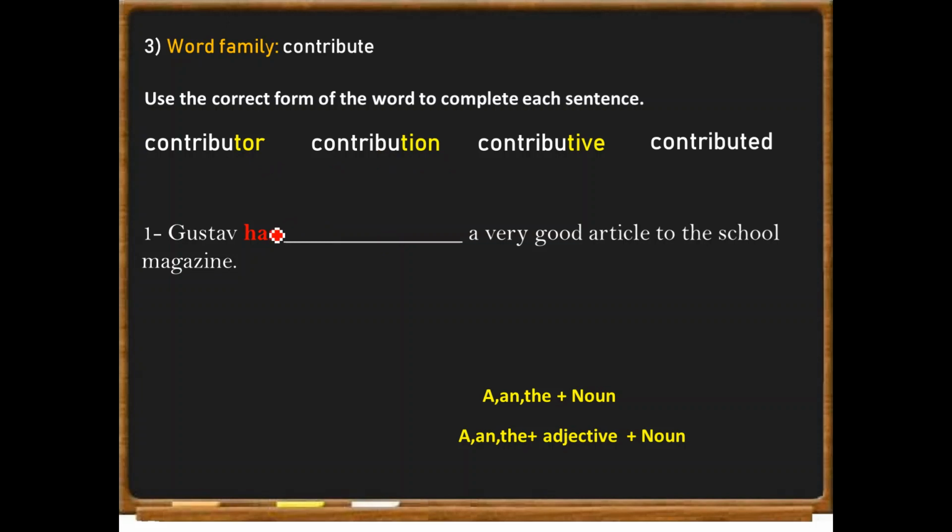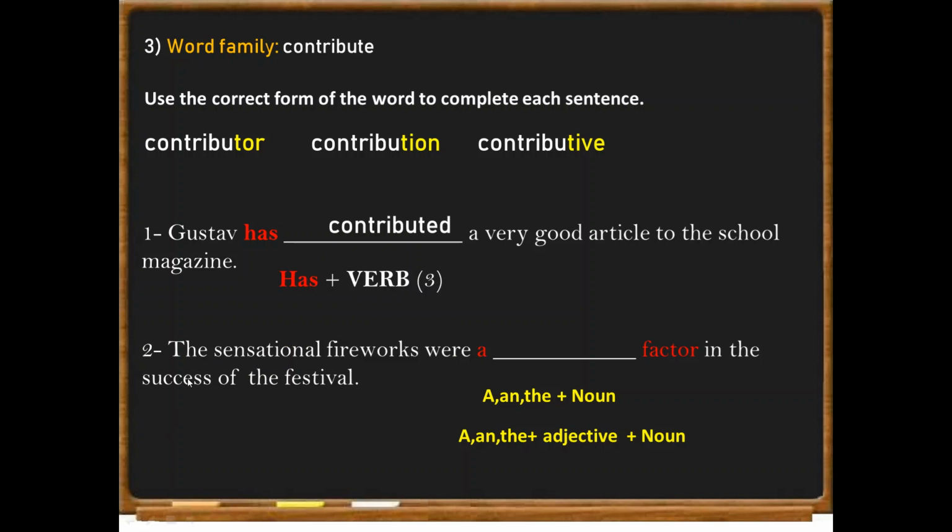Okay, now the word in red, underline it, حطه تحت خط. Has means that I have to have a verb. لازم يكون عندي فعل. So the answer would be contributed. Gustav has contributed a very good article to the school. Why? Because again this is a helping verb. بعد الفعل المساعد we have to have a verb. Okay, so has plus verb 3.